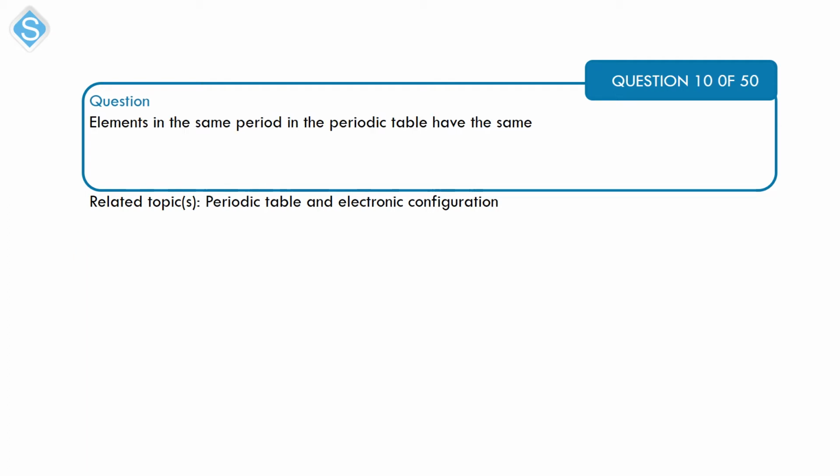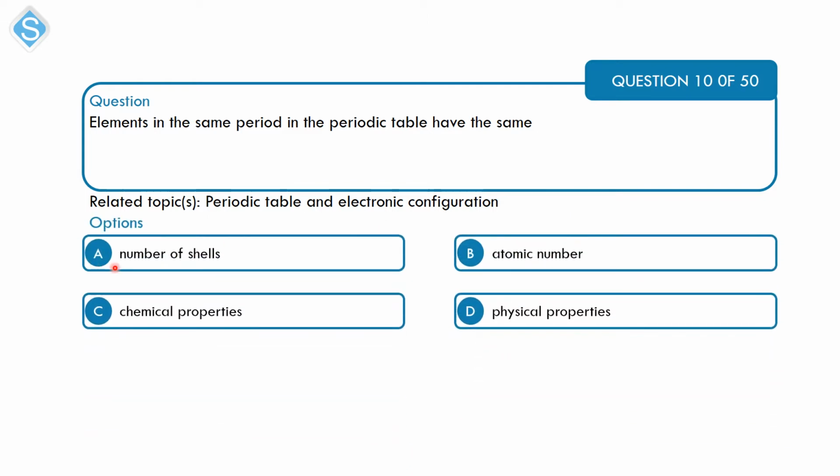Okay, this is a question on the periodic table and electronic configuration. Elements in the same period in the periodic table have the same. We have A, number of shells, B, atomic number, C, chemical properties, and D, physical properties.